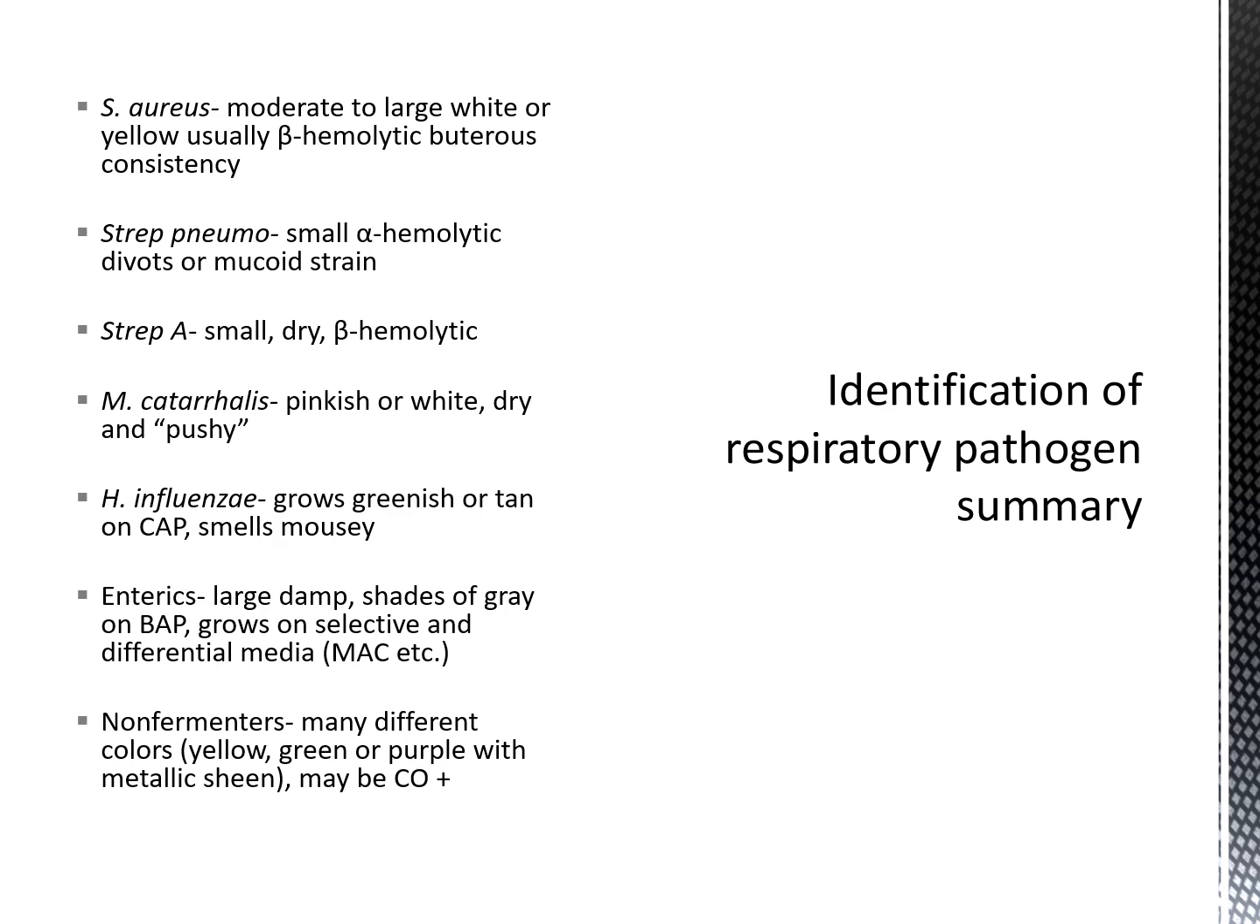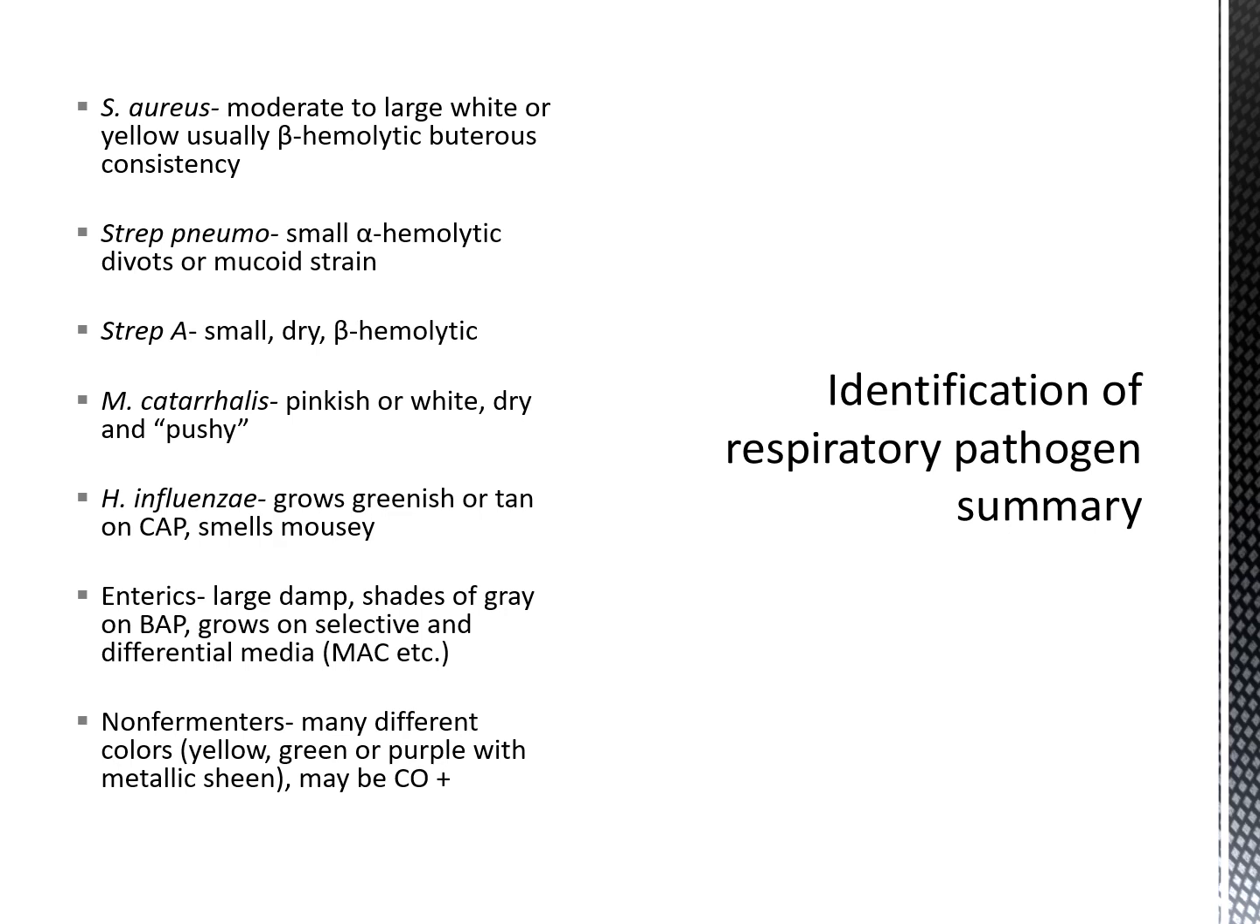Enterics are usually large and damp, shades of gray on blood agar. They grow on selective and differential media, including MacConkey agar. Enterics can be easily identified by setting up API, Vitek, Microscan, and tests like that. Non-fermenters usually give themselves away because they are different colors like yellow, green, or purple. And one thing that is usually pretty apparent with most non-fermenters is that they're oxidase positive. Not all non-fermenters are oxidase positive, but Pseudomonas aeruginosa, which is the most common non-fermenter, is oxidase positive.